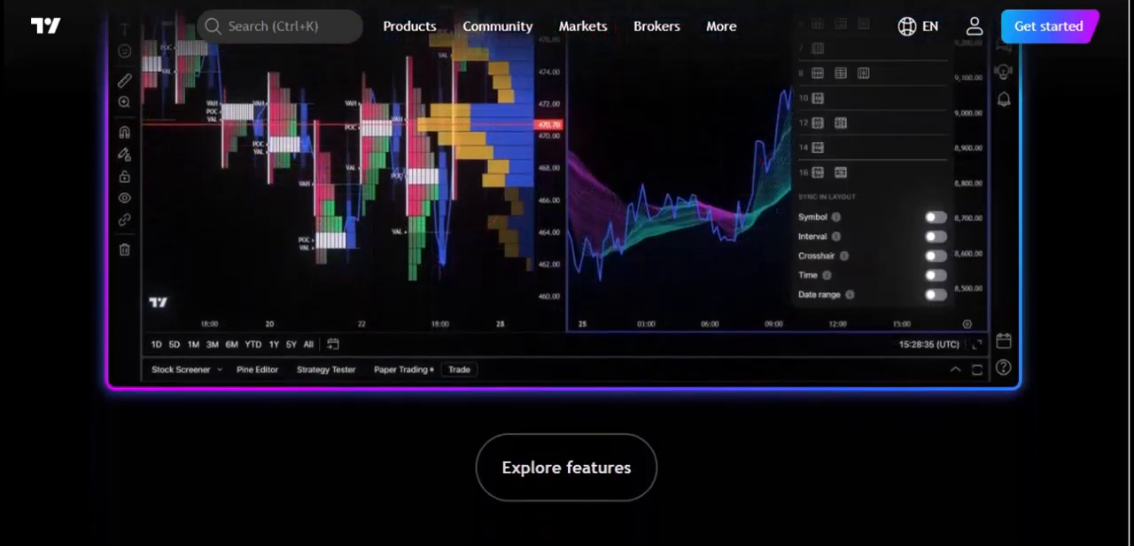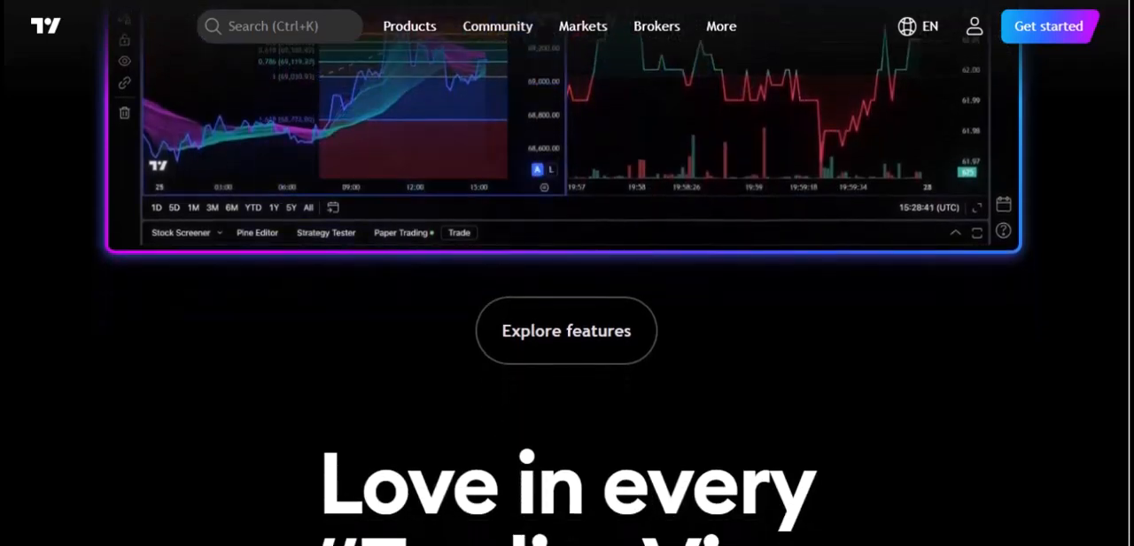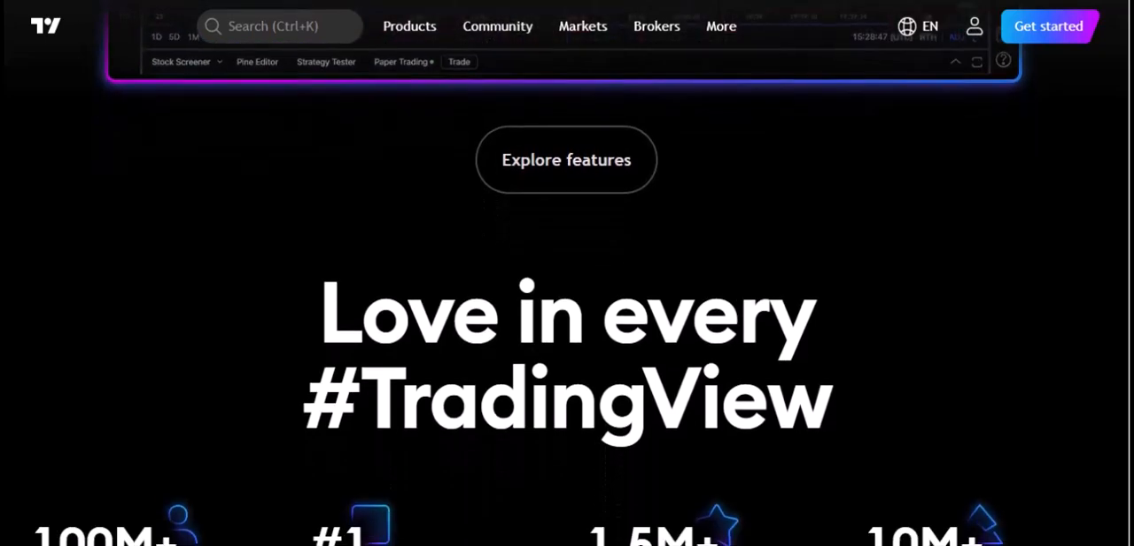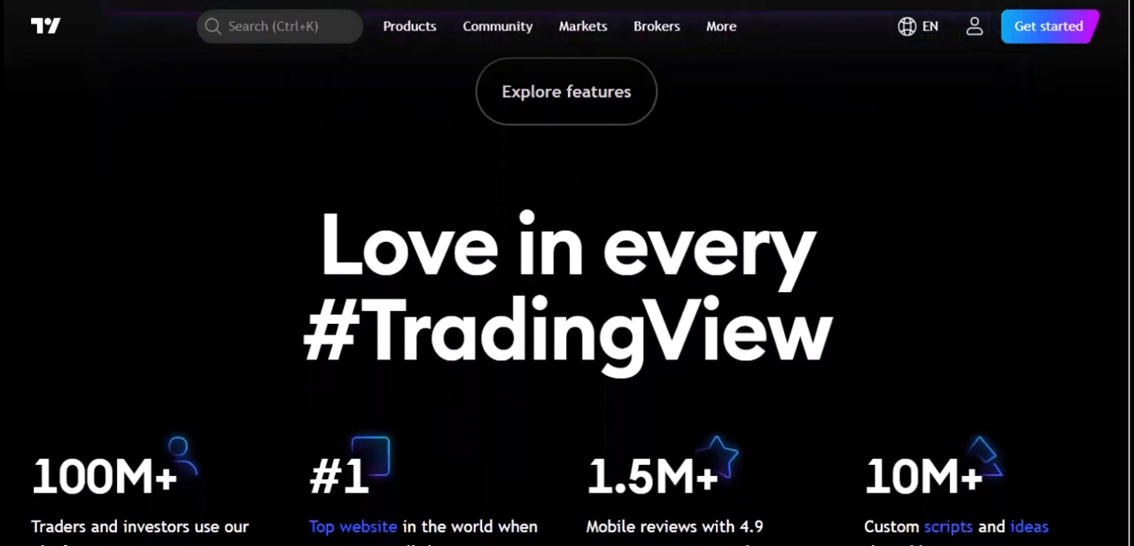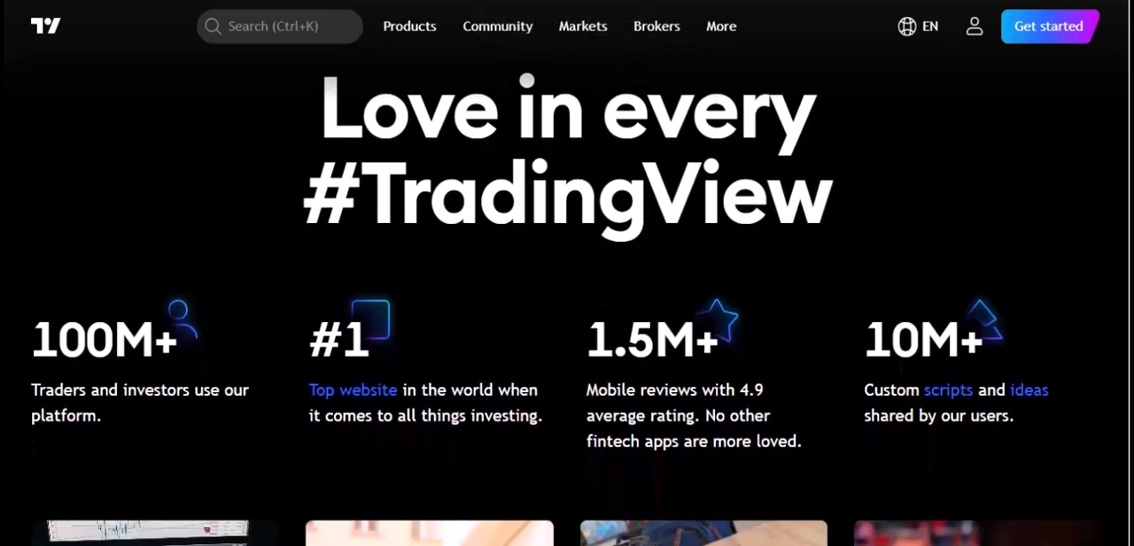Beyond just drawing lines, TradingView provides a vast array of technical indicators: moving averages, RSI, MACD, Fibonacci retracements, the list goes on. Day traders often combine several of these indicators to confirm signals and increase the probability of their trades.